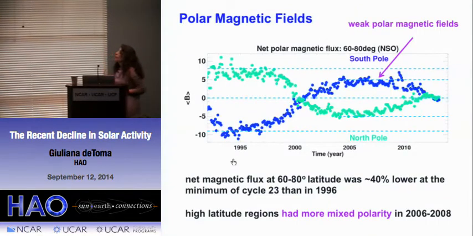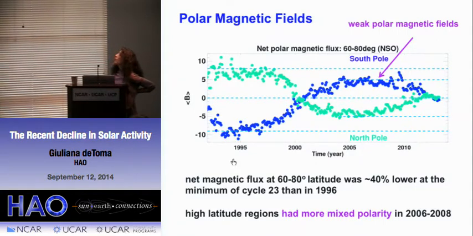So this is a plot showing the polar magnetic field. This is the time evolution of the magnetic flux between 60 and 80 degrees from the NSO observations at Kitt Peak. I'm using this region because above 80 degrees the data become quite noisy, and I'm using it as a proxy for the polar field. You can see several interesting things in this plot. The polar fields tend to be stronger near minimum. Around the time of maximum, they change polarity, and then they reform and change polarity again.